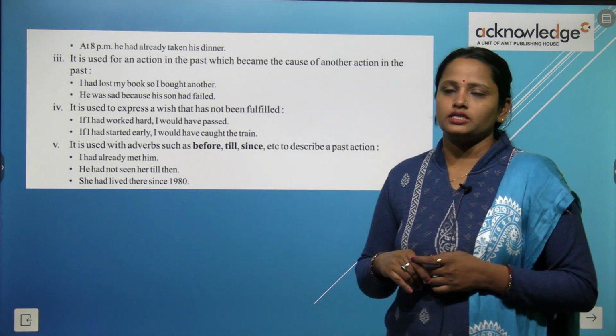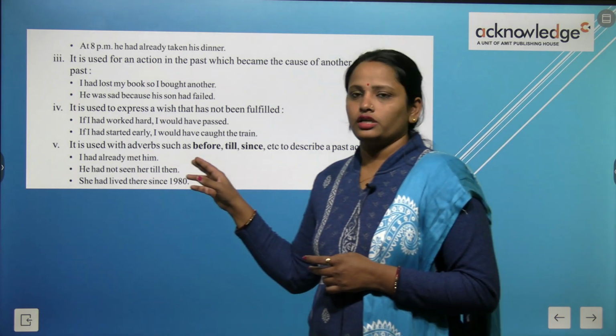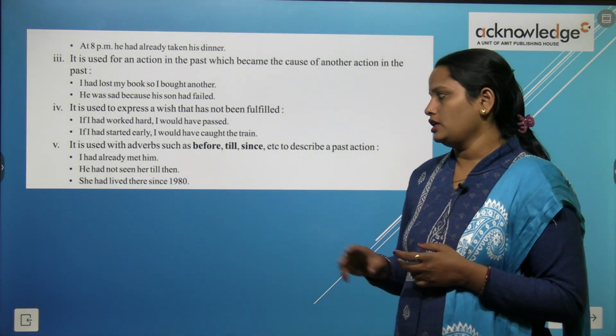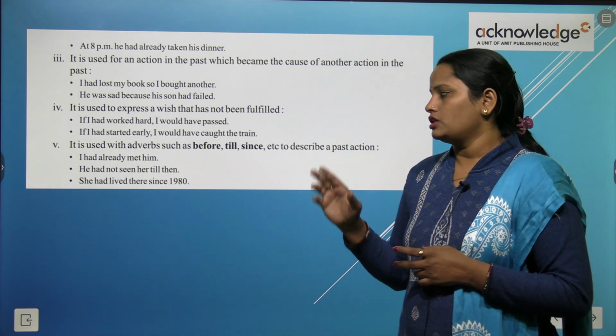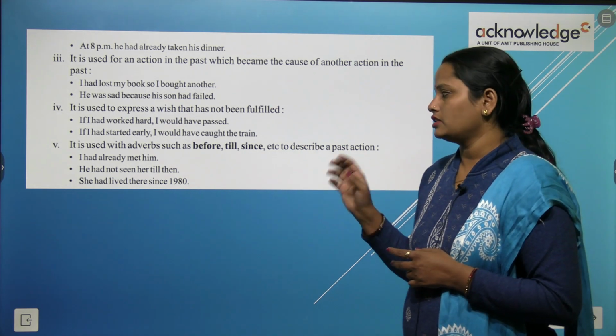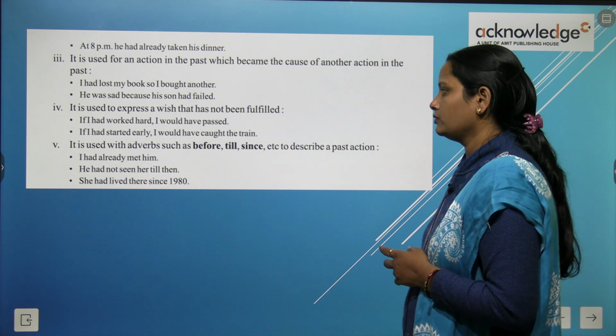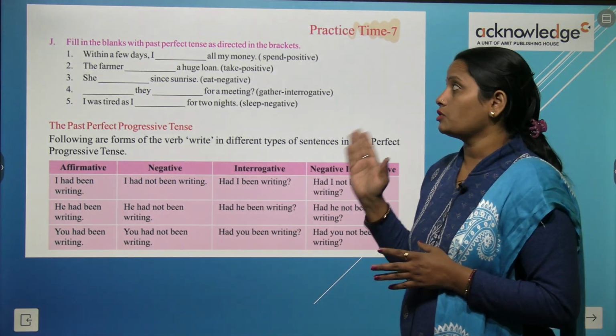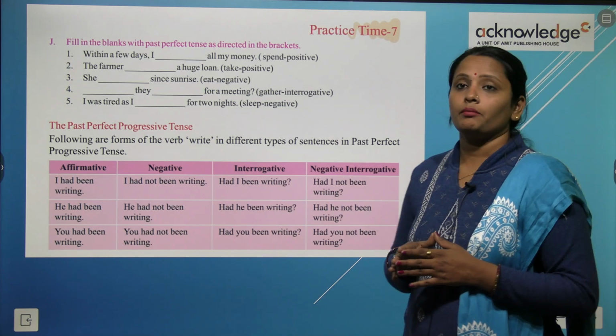To describe the past action. I had already met him. He had not seen her till then, and she lived there, and she had lived there since 1980. Now, children, you have to fill in the blanks with the past perfect tense as directed in the bracket.